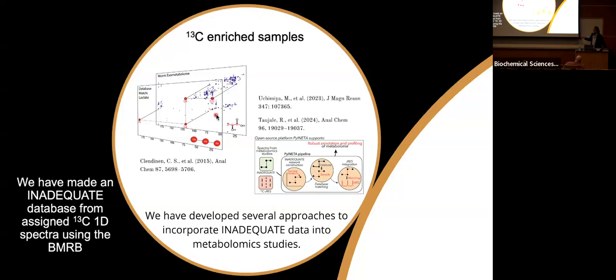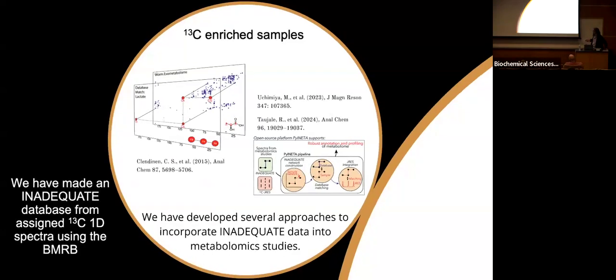In this case, our first publication was on C13 labeled C. elegans. We've now done it on phytoplankton, and I'll show you a couple of examples of doing this on C13 labeled mice. So we've developed these different approaches for doing that.